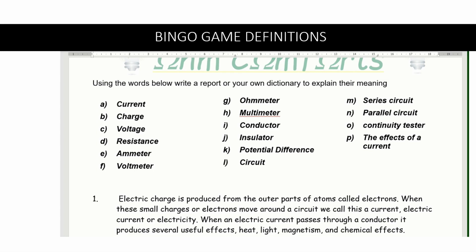Electric charge is produced from the outer parts of atoms called electrons. When these small charges or electrons move around a circuit, we call this a current, electric current or electricity. Bingo. Why bingo? Because it says here that a current is electric charges moving round a circuit. So we could get our table here.